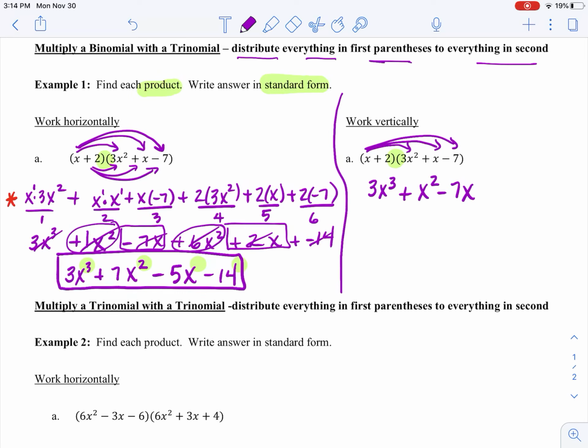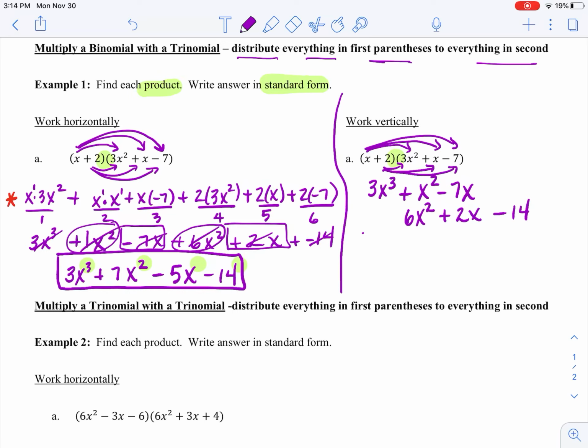But now you're moving over to the 2. So you're going to go down a line, and you're going to line up like terms right under each other. So the first thing we're going to do is distribute the 2 to the 3x squared. 2 times 3x squared gives me 6x squared, and I'm going to line that under the other squared term. 2 times a positive x gives me plus 2x. And then 2 times negative 7 gives me minus 14.